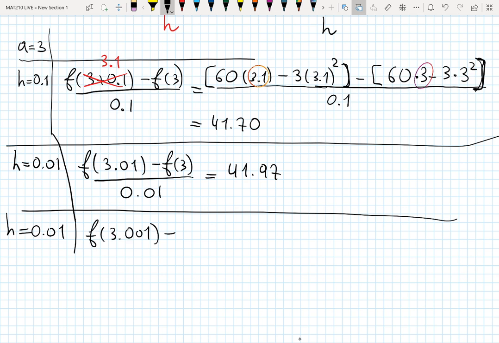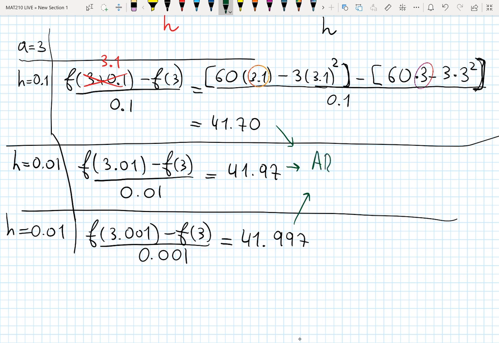f of 3.001 minus f of 3 all over 0.001. If you calculate, you can trust me, but you can calculate by yourself. It's going to be 41.997. Interesting.